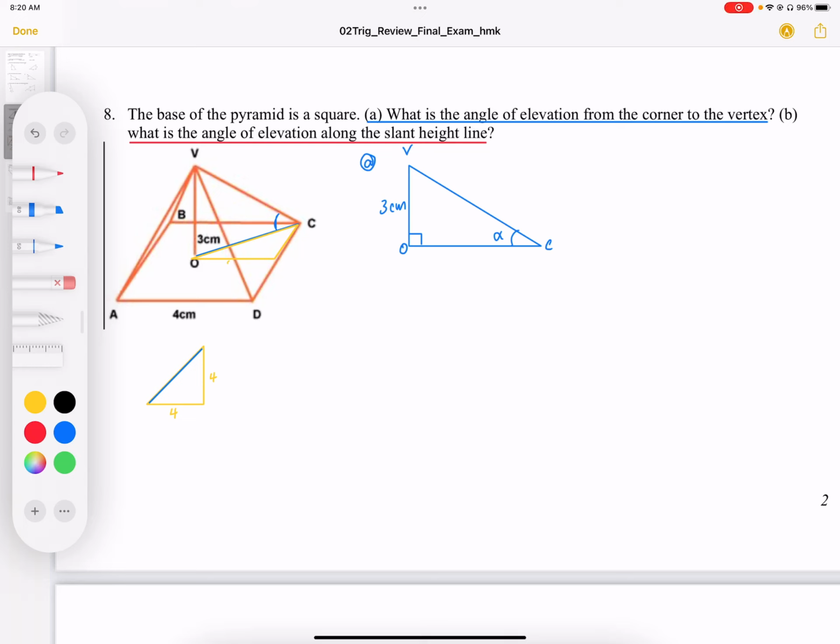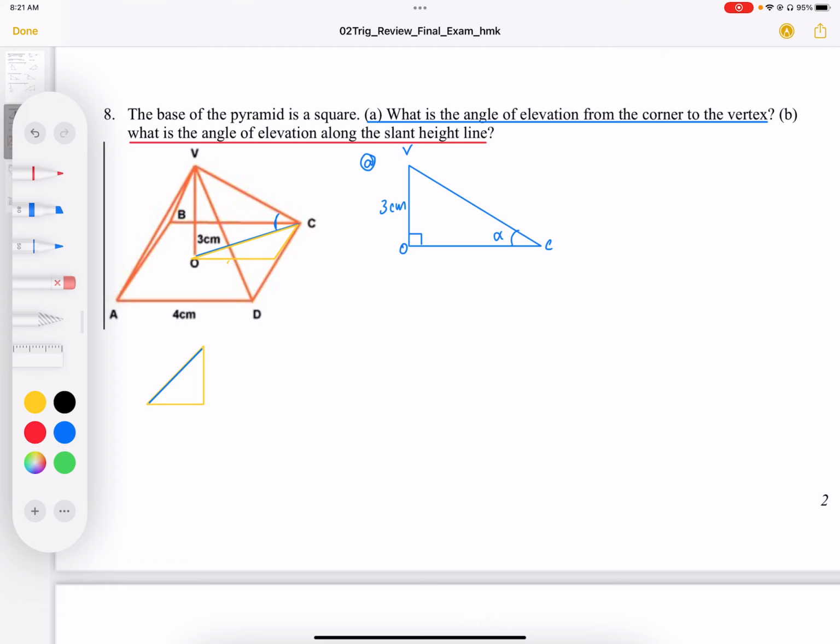And question number 8 says the base of the pyramid is a square, and that base is going to be a 4 by 4 square, and the height of that pyramid is 3 centimeters. Part A says, what is the angle of elevation from the corner to the vertex? So I've drawn that blue angle there from the corner.